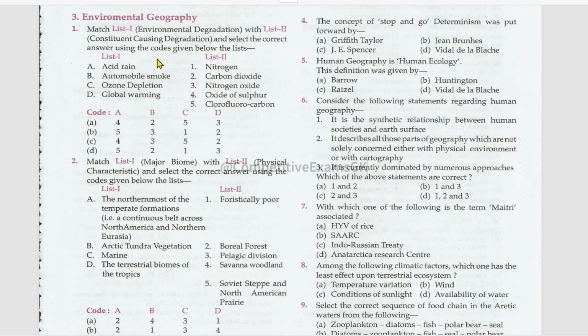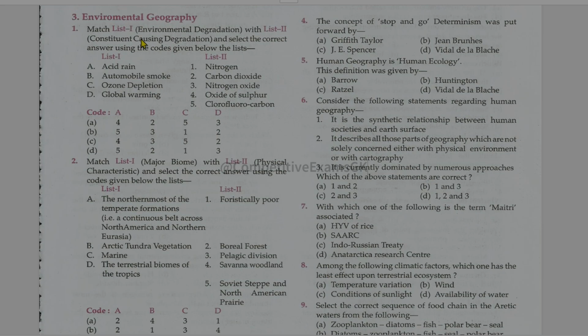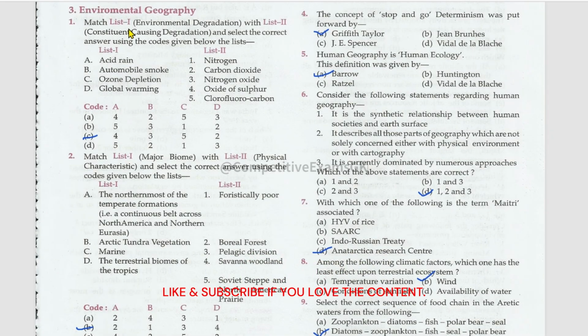Next subtopic, that is environmental geography. Matching. List one, environmental degradation. List two, the constituent causing degradation. Acid rain, oxide of sulfur. Automobile smoke, nitrogen oxide. Ozone depletion, CFCs, that is chlorofluorocarbons. Global warming, carbon dioxide.